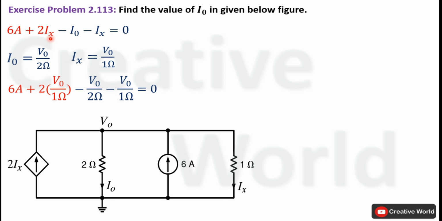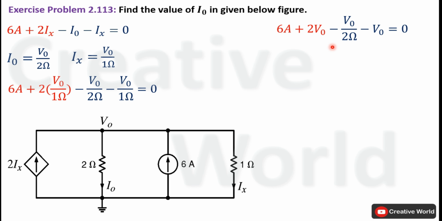Current Ix is replaced with V0 divided by 1 ohm and current I0 is replaced with V0 divided by 2 ohm. Open these brackets and take the product of 2 and V0 divided by 1 ohm. The equation will become 6 ampere plus 2V0 minus V0 divided by 2 ohm minus V0 equal to 0. V0 divided by 1 ohm will result in V0 only. Same case will be with this equation.